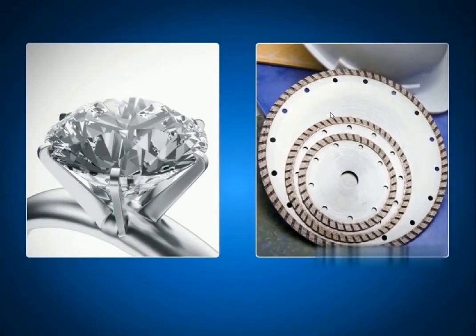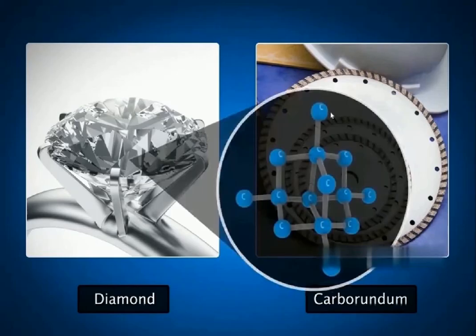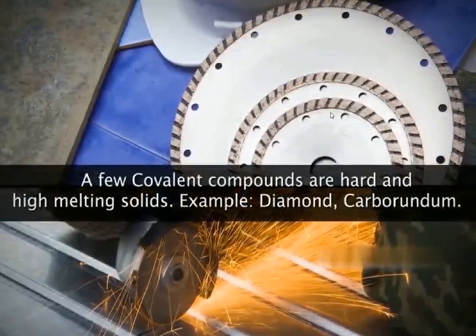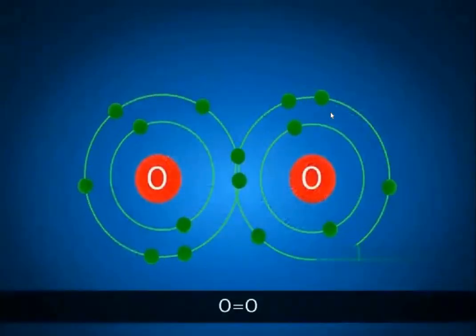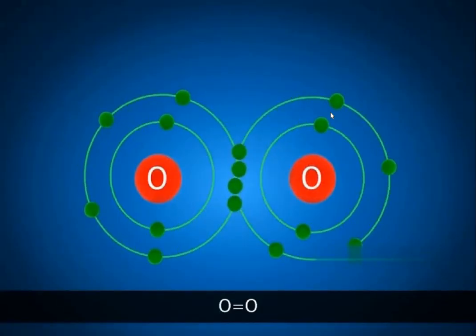However, a few covalent compounds such as diamond, carborundum and silica are exceptionally hard with high melting points because of their cage-like structures. Diamond cutting tools are used for cutting sheet metals. They form multiple bonds. Example, oxygen.